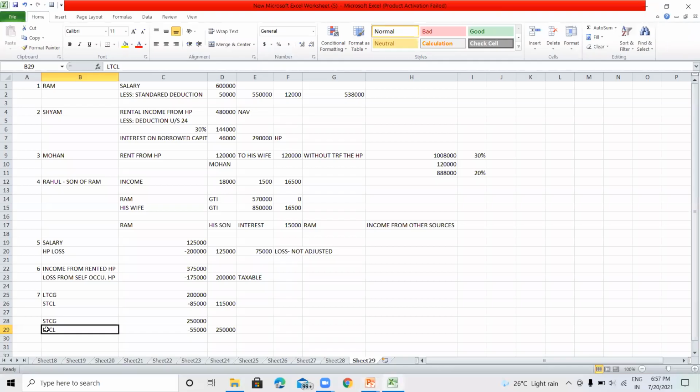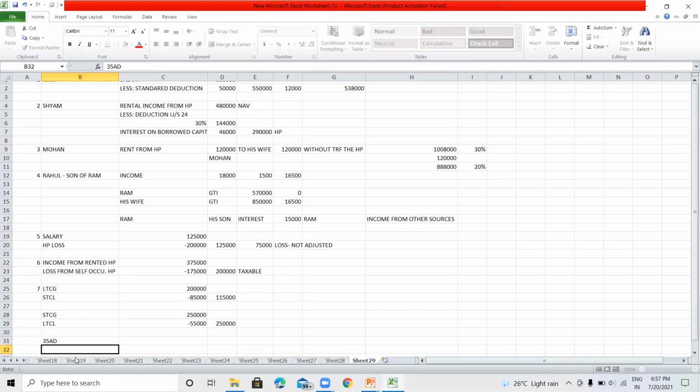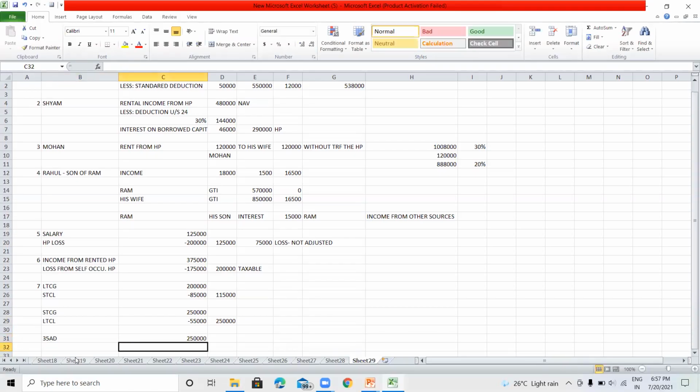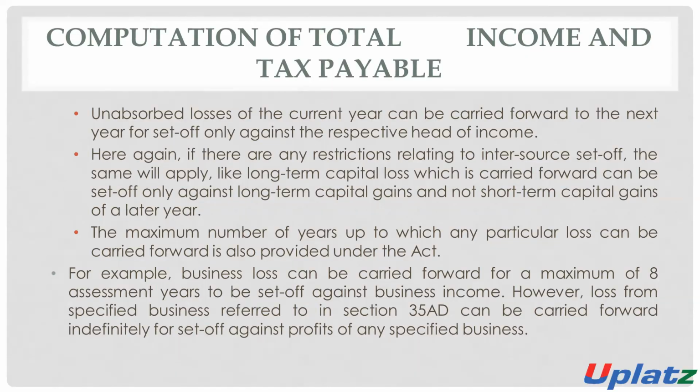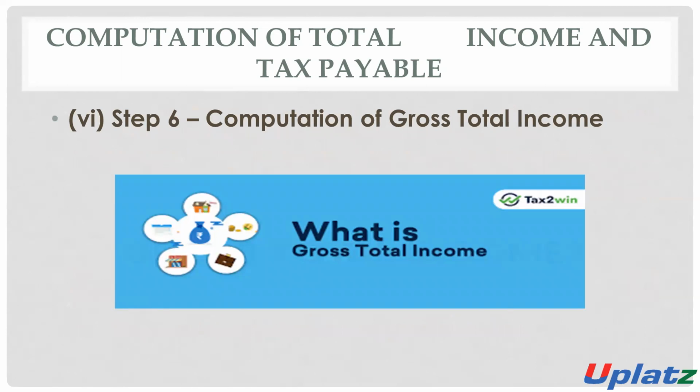Means if there is any assessee who has a loss in a business, and the business is covered in 35AD, and the loss is, for example, 2,50,000, then such a loss can be adjusted only with the income of section 35AD business. It cannot be adjusted with normal profit. It will be adjusted with the specific business income only. Next step is computation of gross total income.